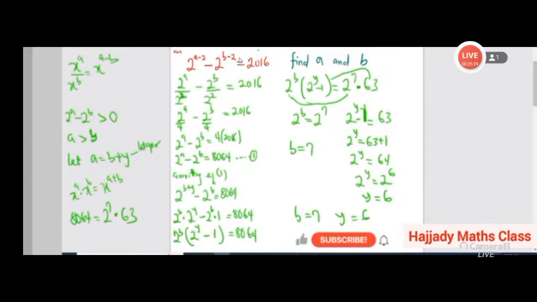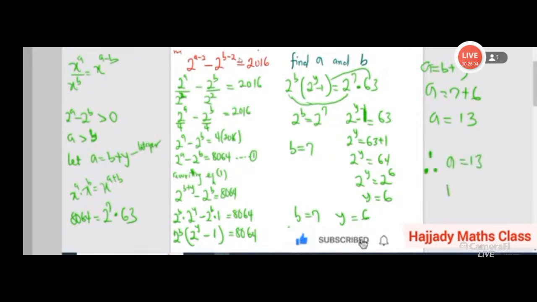And don't forget that we are interested in getting the value for a and also for b. From this, we have that a equals b plus y. So a is now going to be 7 plus 6. And finally, a equals 13. So in conclusion, I have that a is 13 and also b is 7.